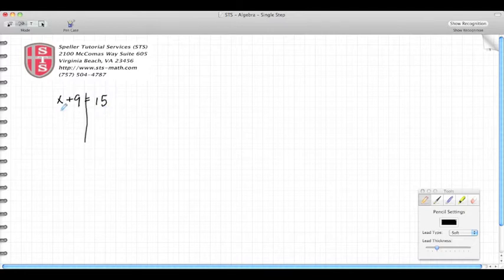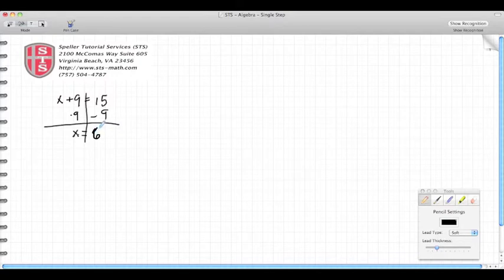So in this case, the x plus 9 is on the left-hand side. To get that x by itself, the opposite or inverse operation of addition is subtraction. So I'm going to end up subtracting 9 from both sides of the equation. So I subtract 9 here, and I subtract 9 here. The 9s are going to cancel out and go down to 0, leaving me with just an x on the left-hand side. And on the right-hand side, 15 minus 9 is going to give me 6.